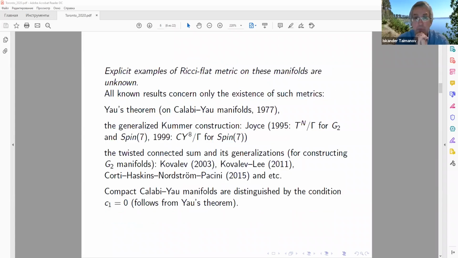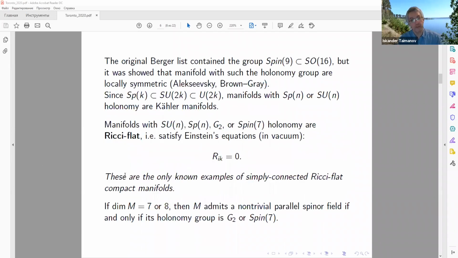Explicit examples of Ricci-flat metrics on these manifolds are unknown. It appears that it's easier to prove the existence of a metric with such a holonomy on the manifold than to prove the existence of a solution of the Einstein equation. So usually the proof consists in the following. We prove that there exists a metric with such a holonomy, and then we derive from the fact that this holonomy implies Ricci flatness that this metric has to be Ricci flat.